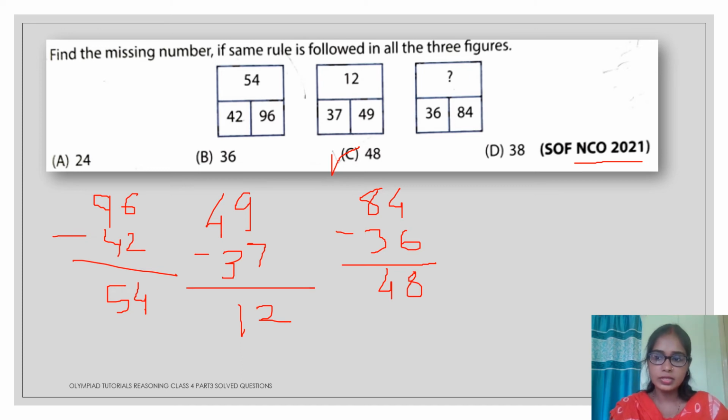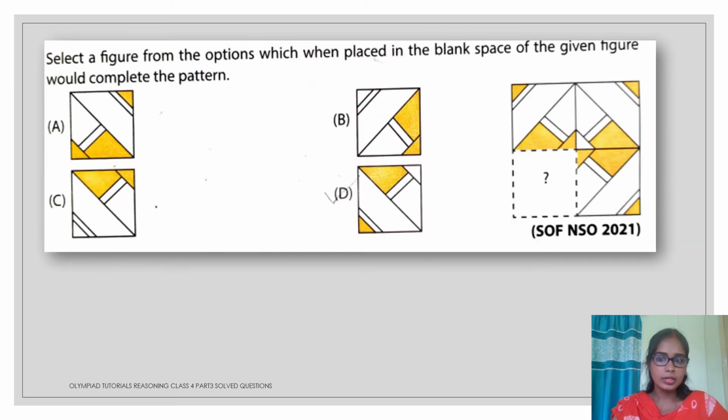Let's move on to the next question. Here again, this question was asked in the Science Olympiad of 2021. You just have to select which is the missing part, and just by observing these pictures you will see option number D will be your correct answer.